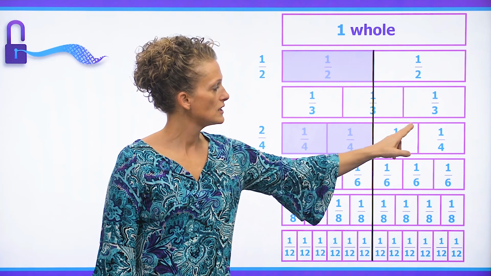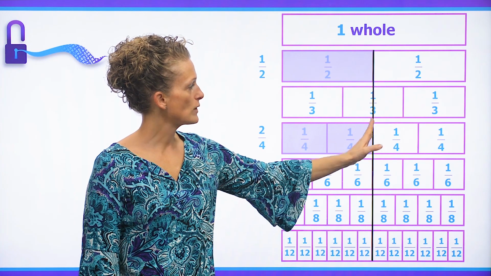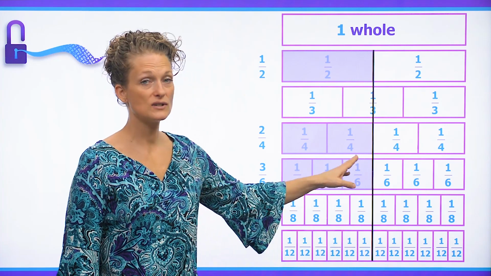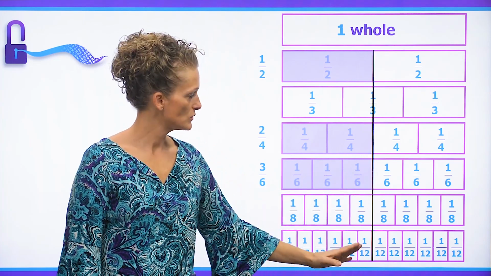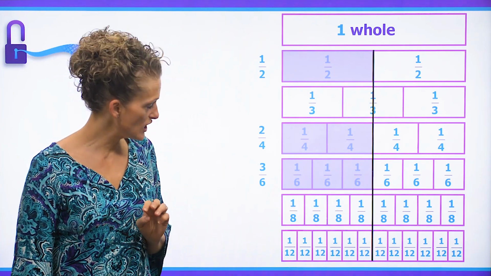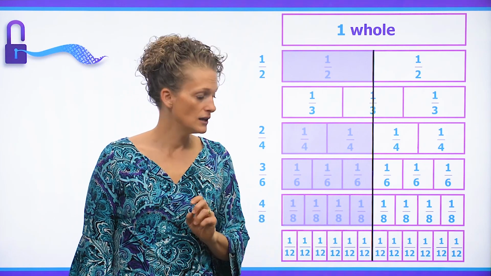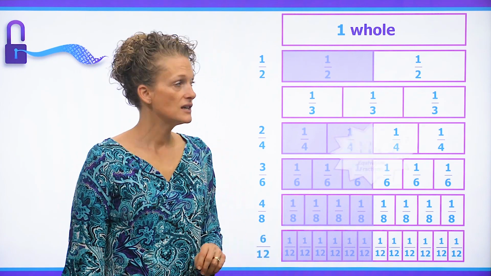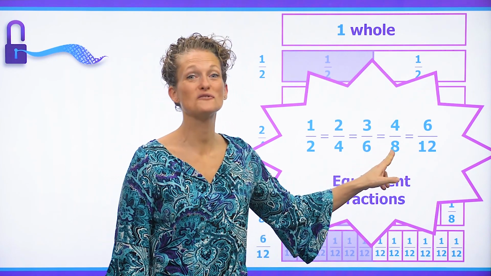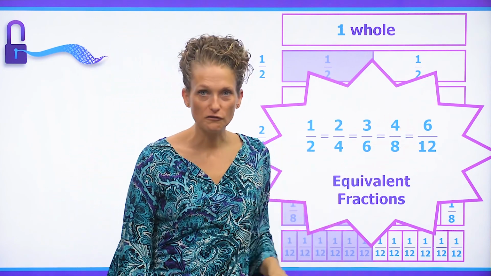So if we look at the fraction strip that we divided into 4 equal pieces, we can see that 2 pieces represents the same amount that is shaded. Then here, this one that we divided into 6 equal pieces, 3 of those, which is why I have this line, 3/6 also has the same amount that is shaded. 4 of these 1/8 or 4/8 is shaded, and as well 6/12. So that tells us that 1/2 is equal to 2/4, which is equal to 3/6, which is equal to 4/8, which is equal to 6/12. These are all equivalent fractions.